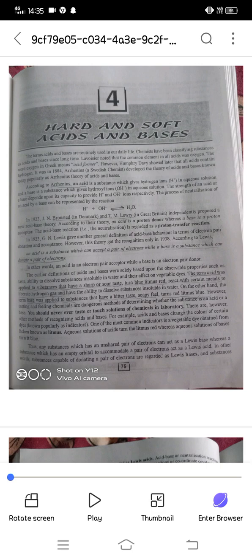However, tasting and feeling chemicals are dangerous methods of determining whether a substance is an acid or a base. You should never ever taste or touch solutions of chemicals in the laboratory. There are, however, other methods of recognizing acids and bases. For example, acids and bases change the color of certain dyes, popularly known as indicators. One of the most common indicators is a vegetable dye obtained from lichen, known as litmus. Aqueous solution of acid turns litmus red, whereas aqueous solution of bases turns it blue.